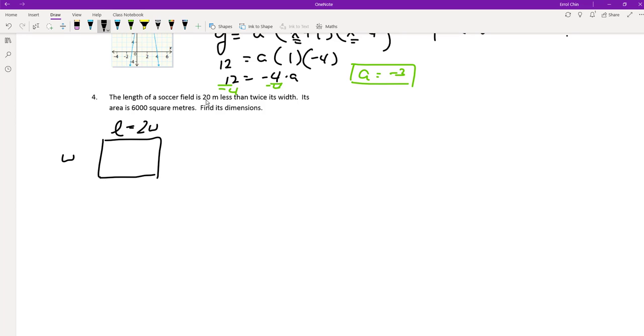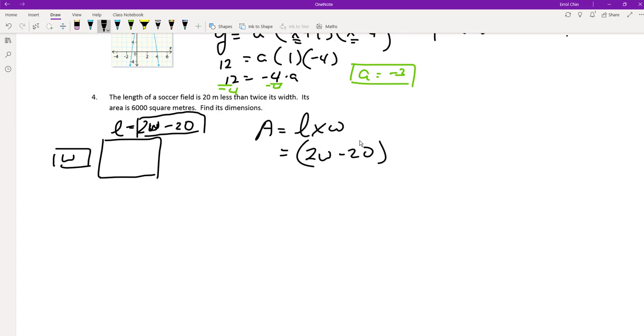When you convert English to math, it's usually kind of backwards. It says twice the width, and it's 20 meters less. So I have an expression for the length. Now, it says the area is 6,000 square meters. Hopefully you remember area is equal to length times width. Length is 2w minus 20, and then width is just w, and we know that's 6,000.